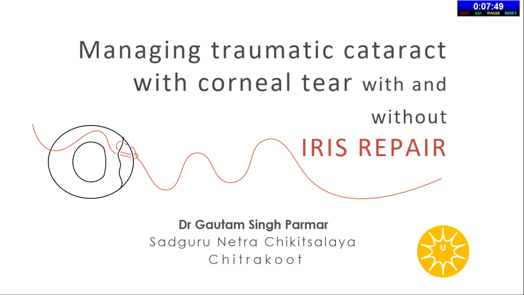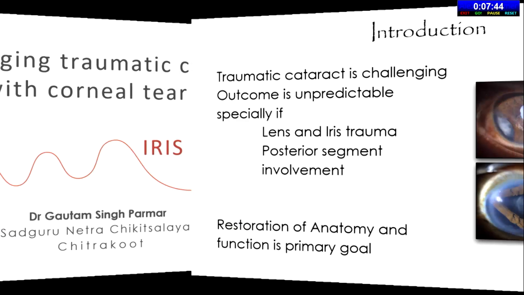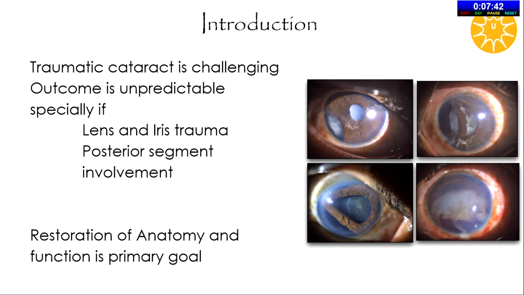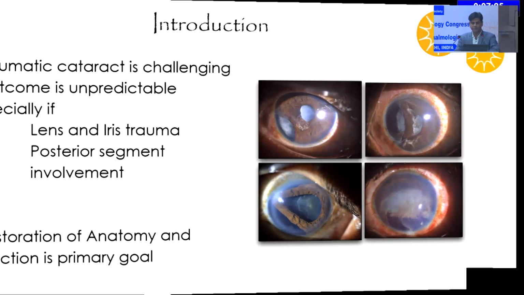So I'll be speaking on traumatic cataract with corneal trauma as well as iris trauma. Traumatic cataract is always a challenge, as we all know. The outcome is usually unpredictable, especially if lens and iris trauma is there along with posterior segment involvement. So the restoration of anatomy and function of everything is the primary goal in such cases.